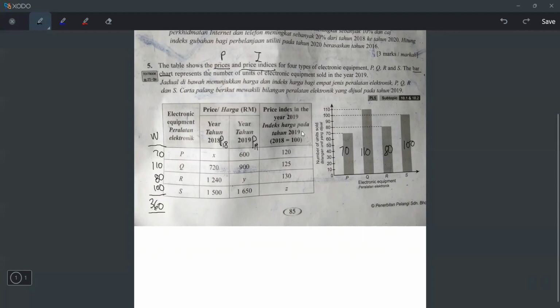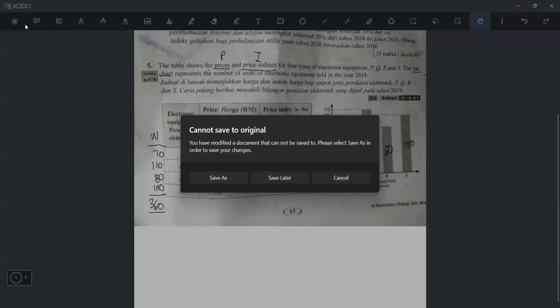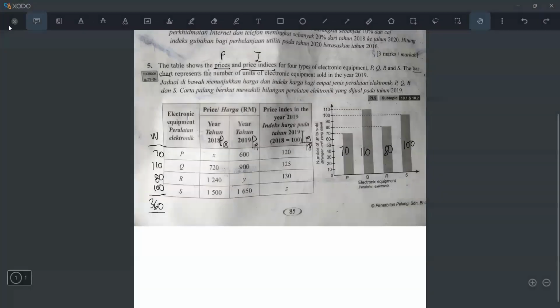What about the price index? This is the I, right? For 19 over 18. And confirm, the question will always ask you to find X, Y, and Z. Okay, so let's see.